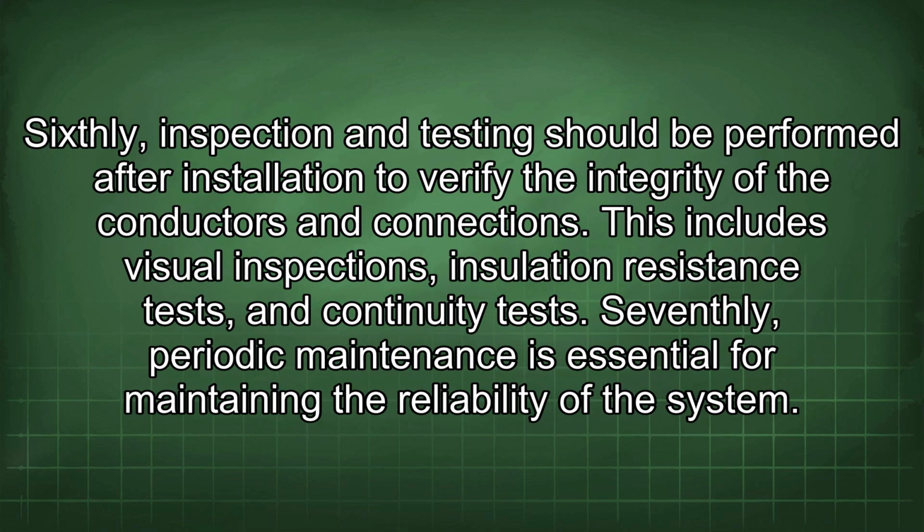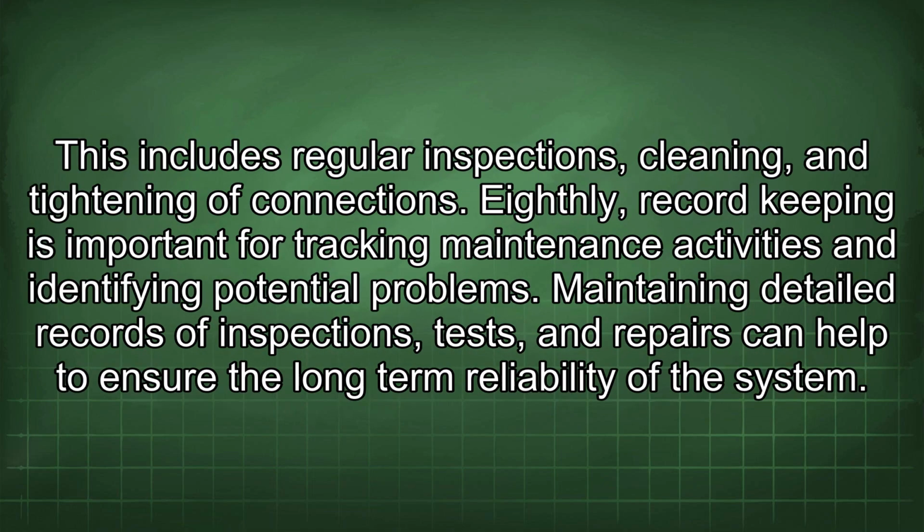Sixthly, inspection and testing should be performed after installation to verify the integrity of the conductors and connections. This includes visual inspections, insulation resistance tests, and continuity tests. Seventhly, periodic maintenance is essential for maintaining the reliability of the system. This includes regular inspections, cleaning, and tightening of connections. Eighthly, record keeping is important for tracking maintenance activities and identifying potential problems. Maintaining detailed records of inspections, tests, and repairs can help to ensure the long-term reliability of the system.